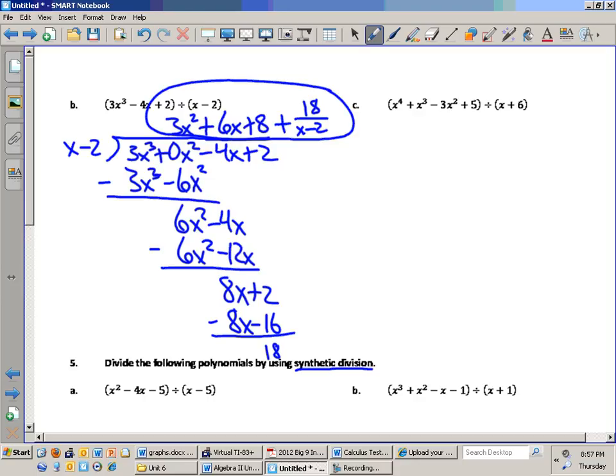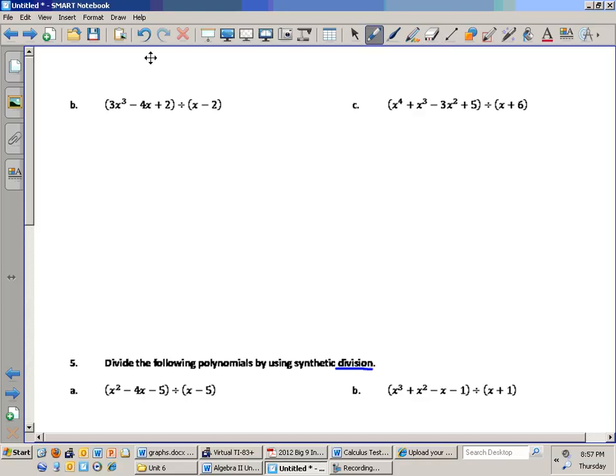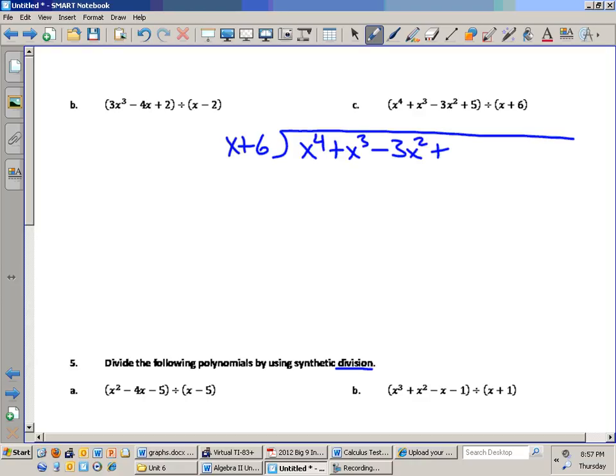And finally, we have one more. I'm going to erase this to create more room. This one will take a little while. X plus 6 goes into x to the 4th plus x to the 3rd minus 3x squared plus 0x plus 5. What do I multiply x by to get x to the 4th? X to the 3rd. Multiply that through, I get x to the 4th plus 6x to the 3rd. Subtract. X to the 3rd minus 6x to the 3rd is negative 5x to the 3rd. Drop down my minus 3x squared.